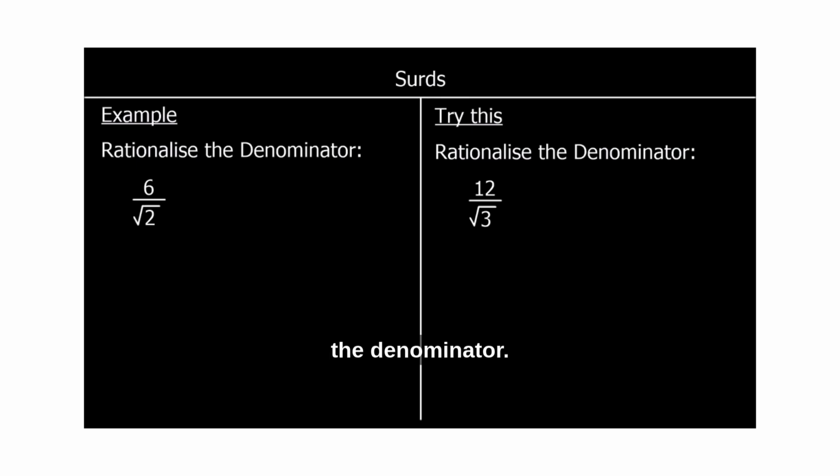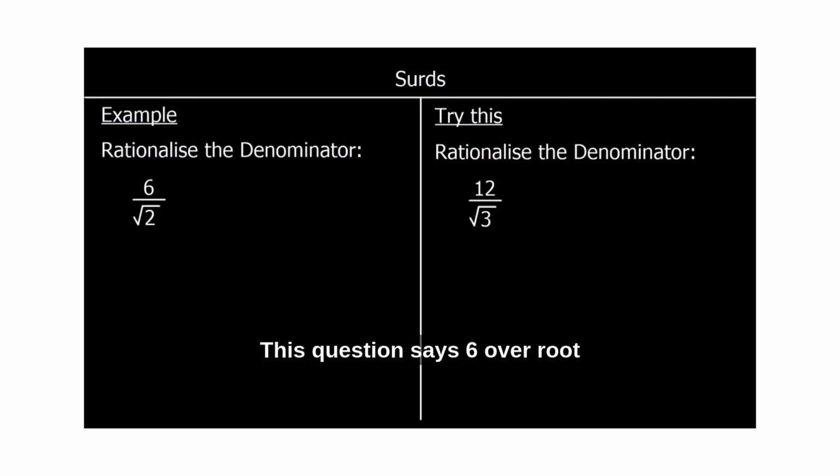It says rationalise the denominator. The denominator is the bottom of the fraction, and rationalise means make sure that it's a rational number. Surds are irrational numbers. They can't be written as fractions, and if you write them as a decimal, they'll go on forever without any pattern. So if a question says rationalise the denominator, we need to make sure there's no surd on the bottom of the fraction.